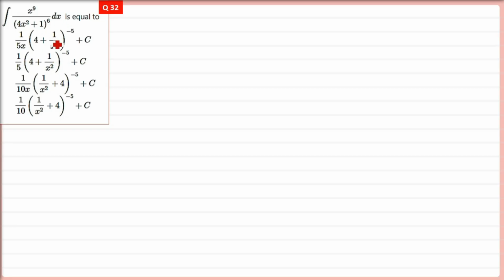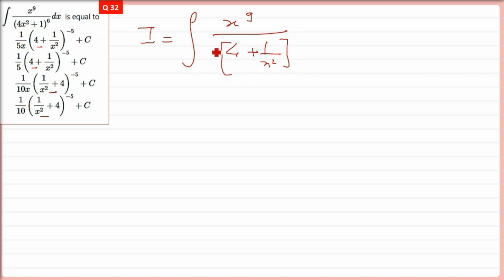Frankly speaking, I don't know how to start. But one thing caught my eye, and which is these 4 options. In these 4 options, 4 plus 1 by x square is common. So we have to do something so that we get 4 plus 1 by x square. So x raised 9 is the numerator. I am writing 4 plus 1 by x square, and we can get this after taking x to the power 12 as outside. Because if you see that it is 4 plus 1 by x square to the power 6, the denominator is something raised to the 6th power.